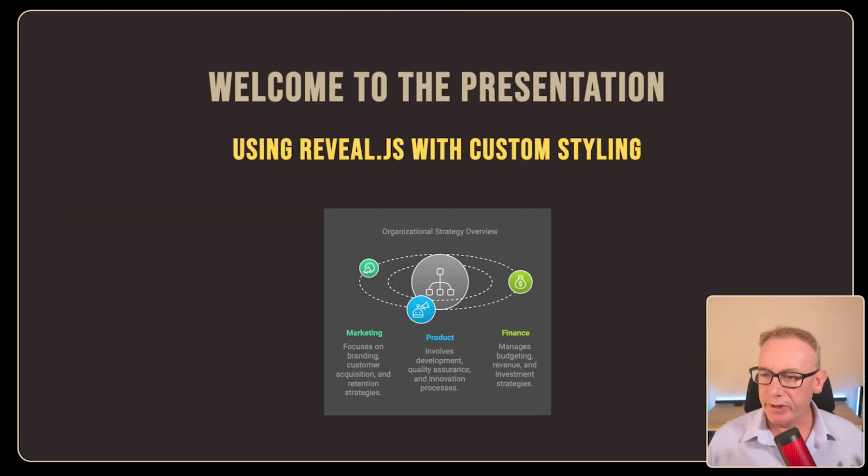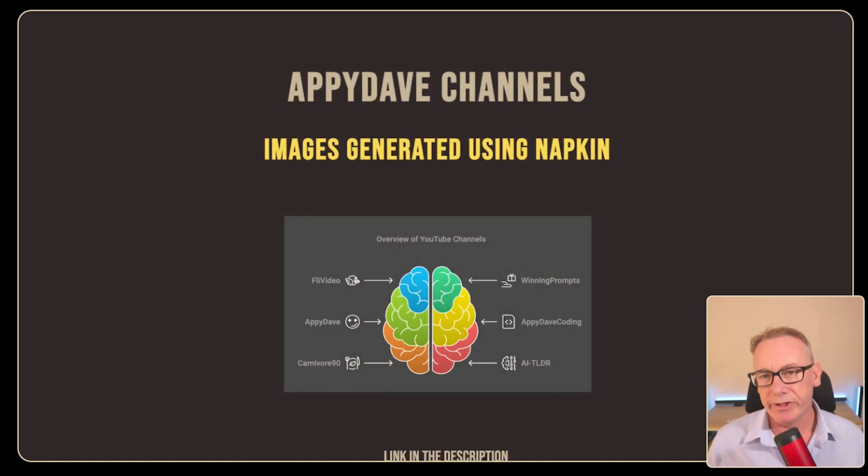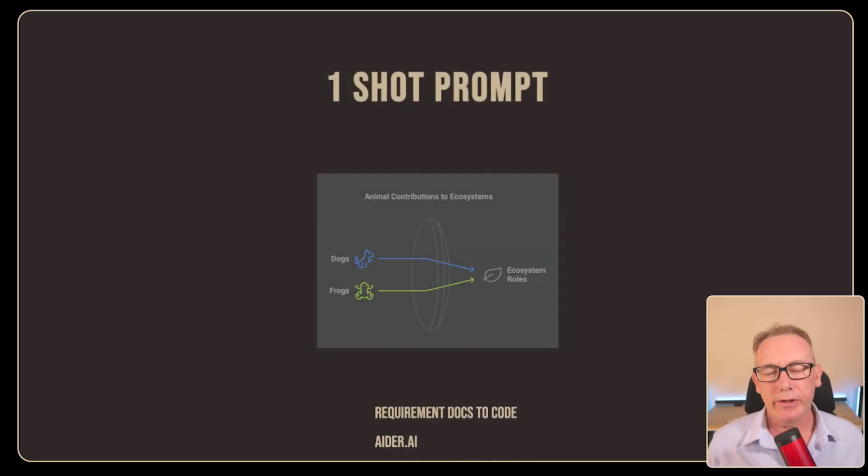So in the last video, we created this presentation on Reveal.js. The infographics were designed using Napkin AI. There is a link in the description, but all the code was done using a single prompt, using a requirements to code technique that I use. This is all done with AIDER AI.